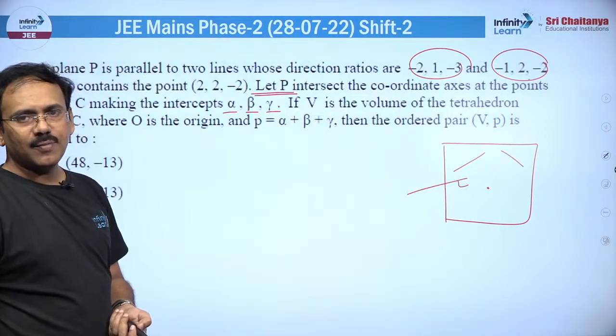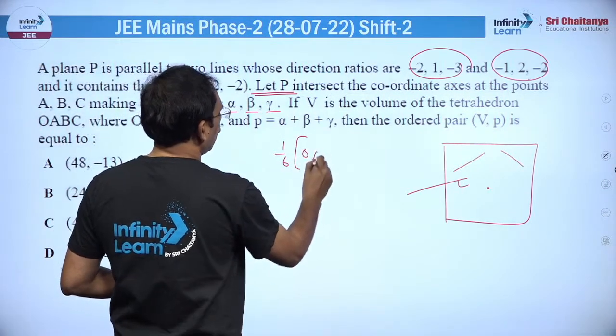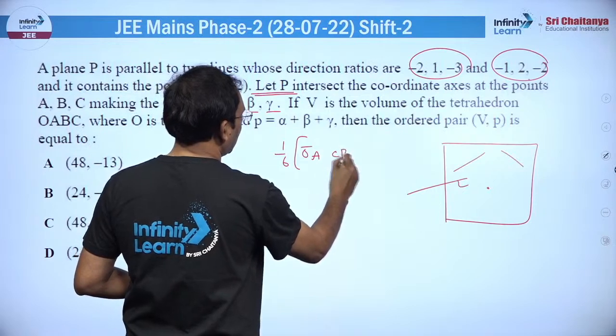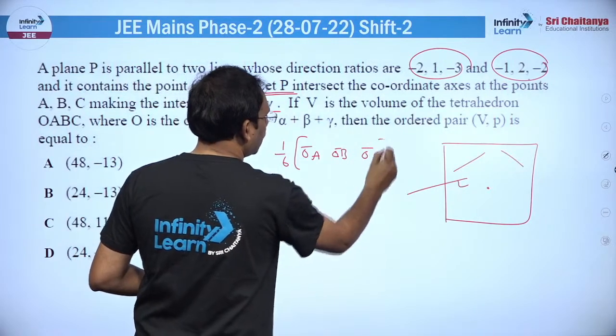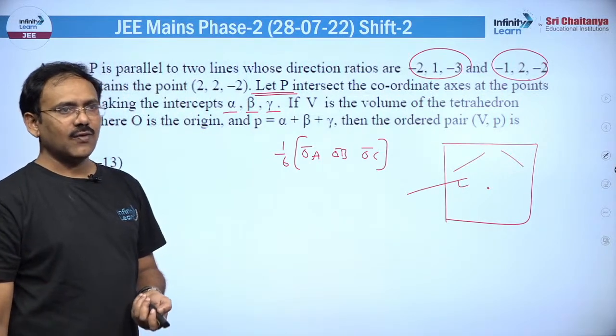If you find alpha, beta, gamma, the volume of the tetrahedron is 1/6 of OA bar, OB bar, OC bar, the 3 coterminous edges if you take. That means the determinant of this gives the volume, right.